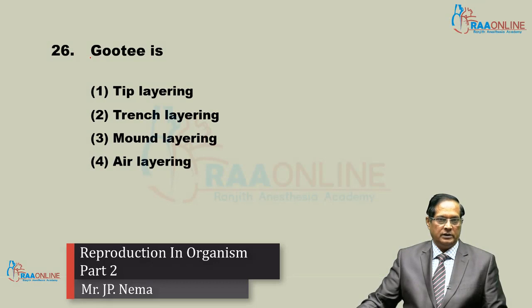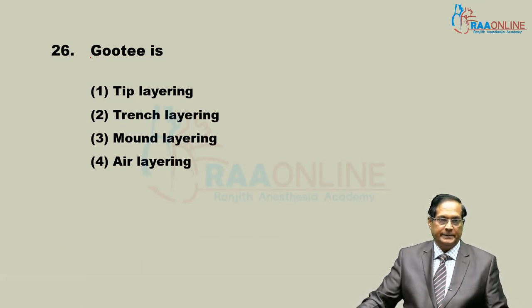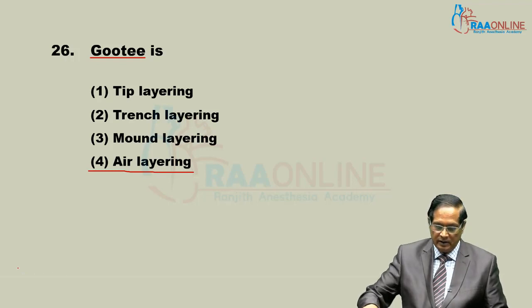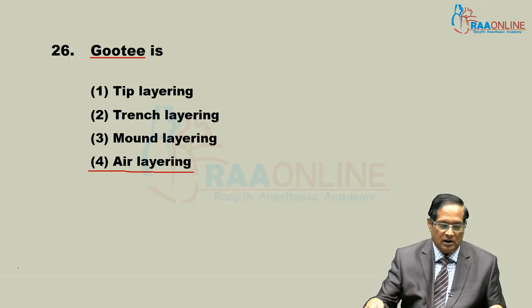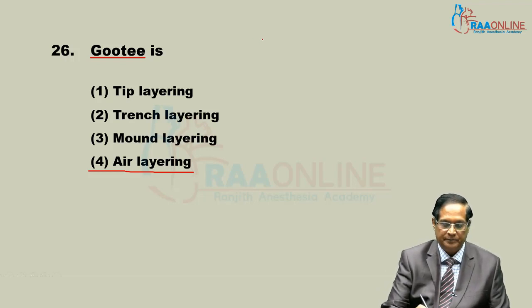Question number 26, that is Guti. It is another name for air layering. Layering is an artificial method of vegetative propagation.